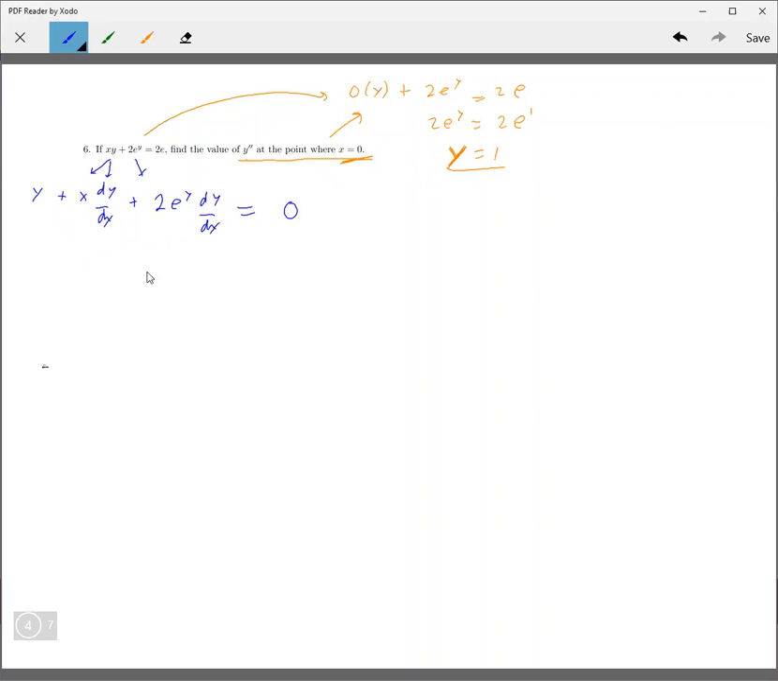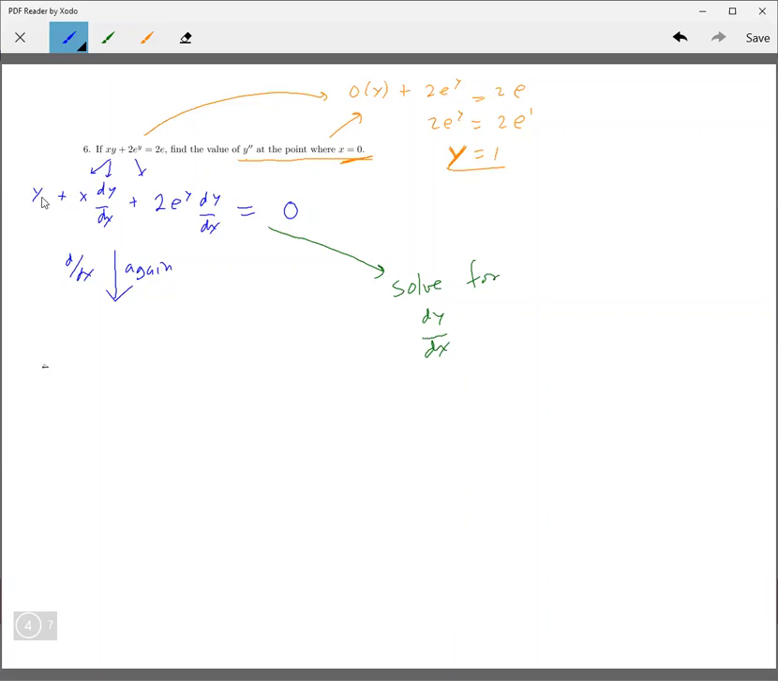So what I'm going to do, I'm going to do two things with this. First thing is I'm going to take the derivative again. Second thing I'm going to do is I'm going to solve for dy/dx. So the first thing, I'm going to take the derivative again.